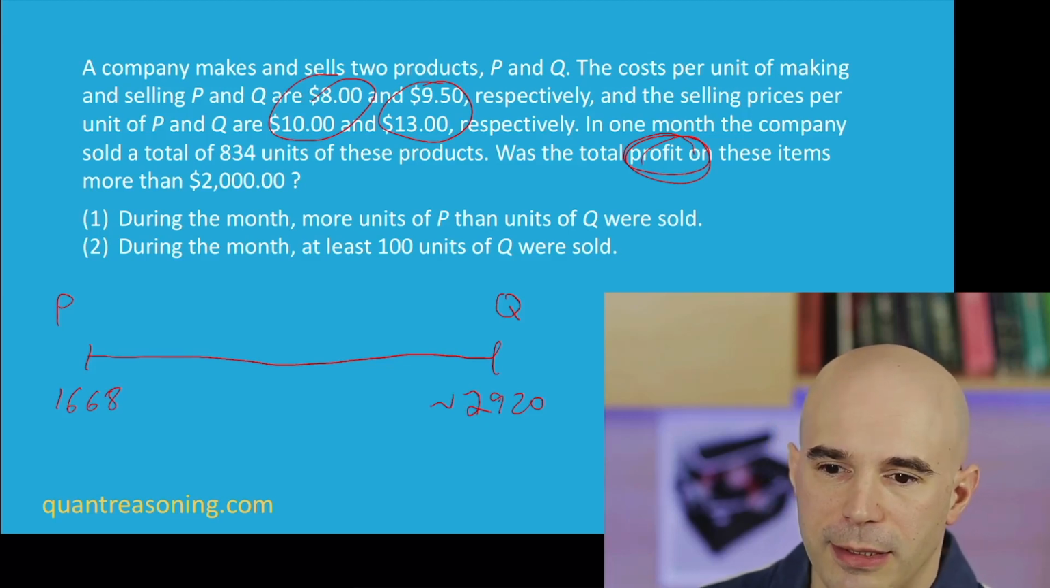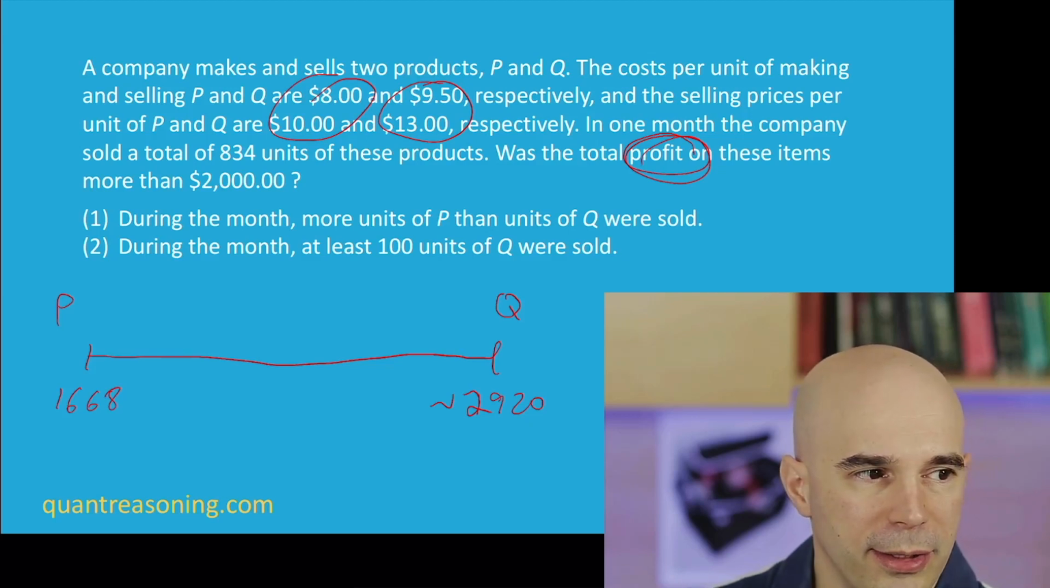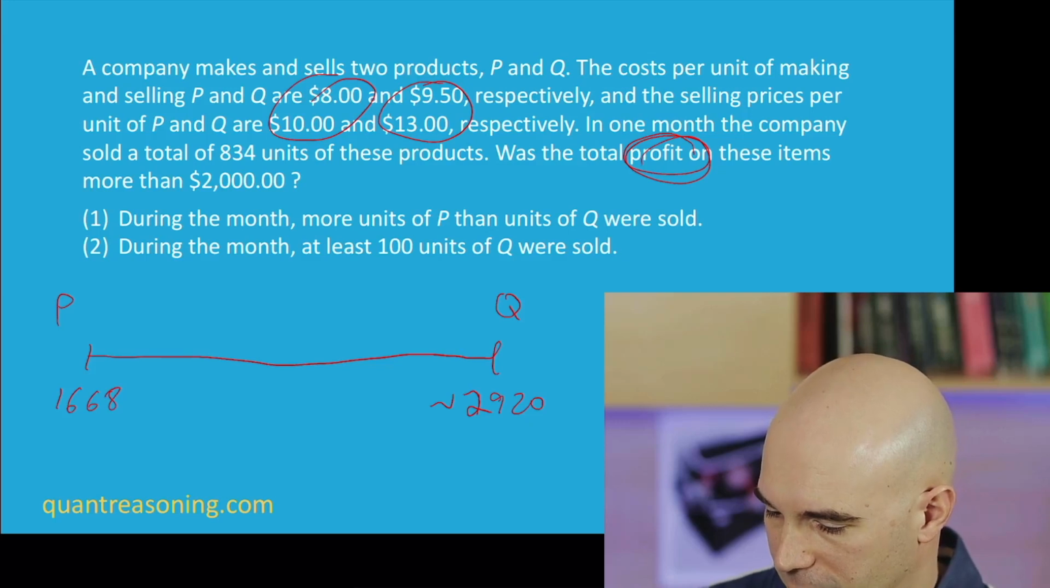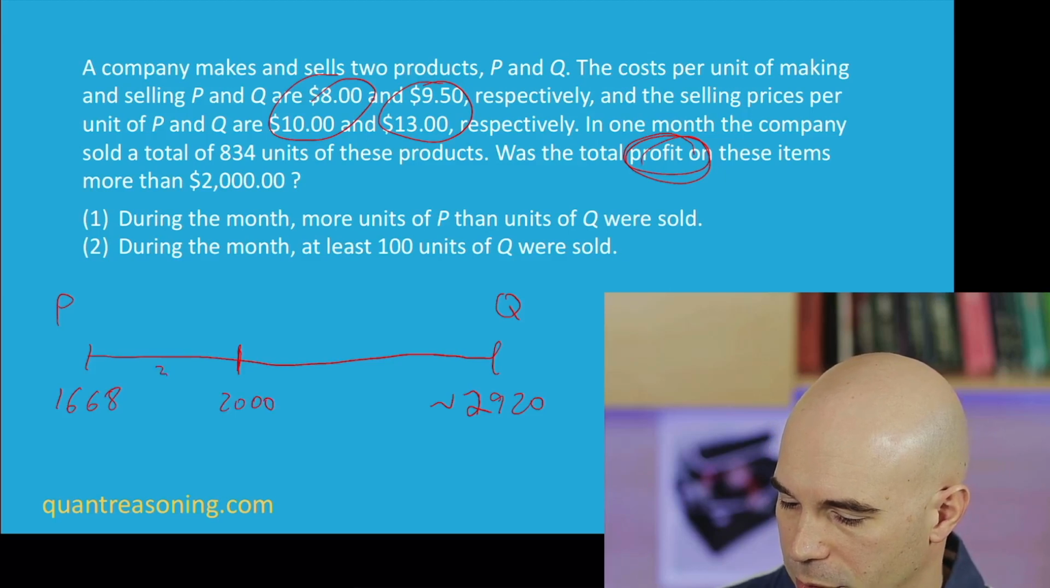And then I ask myself, well, where does 2000 fall on this number line? Closer to which side? And I'd say, well, it's going to be closer to the left, because if I put 2000 here, what do we have? We have like 80 in that gap on that side versus like 920, almost 3 times as far on this side.